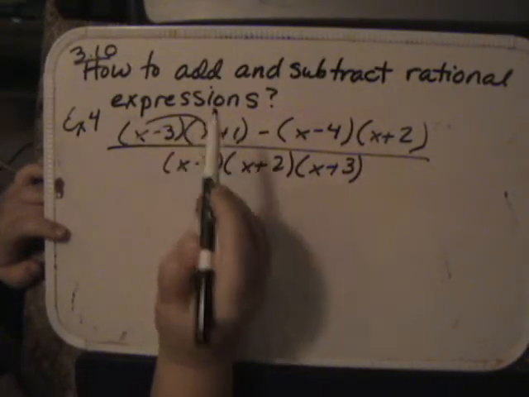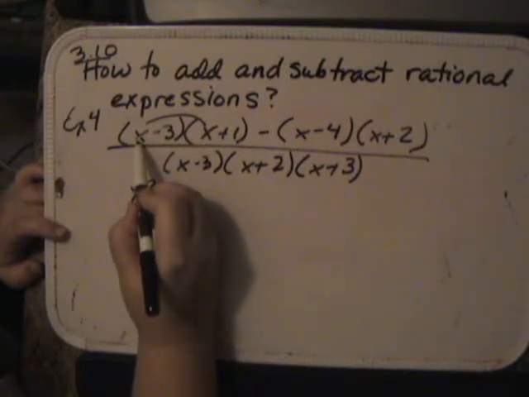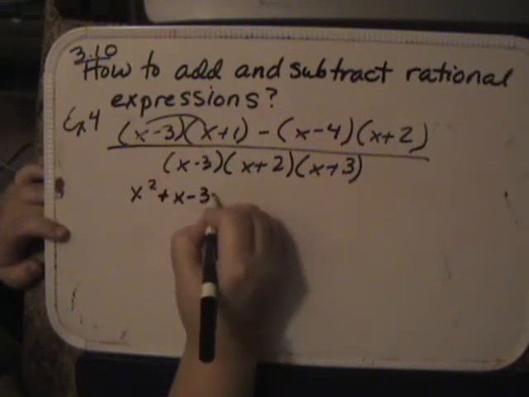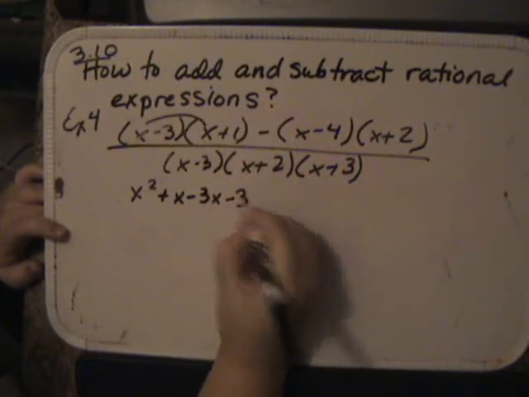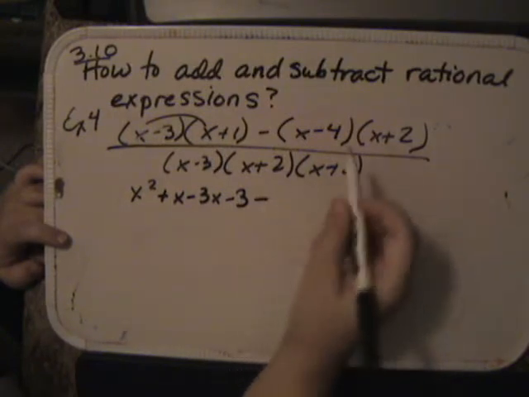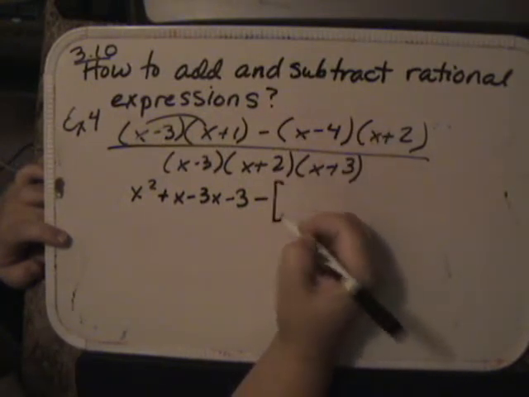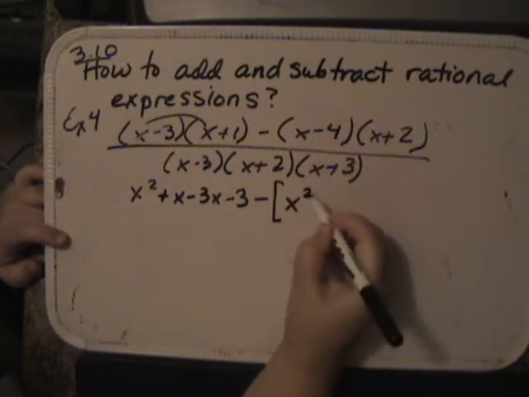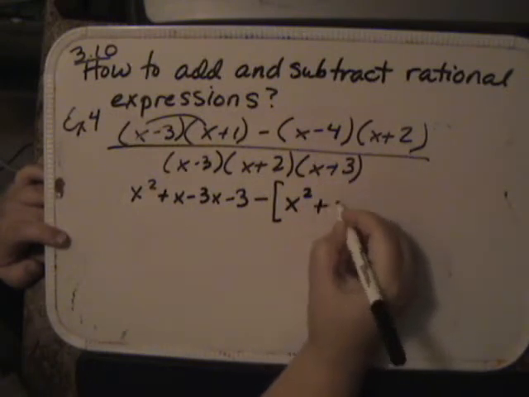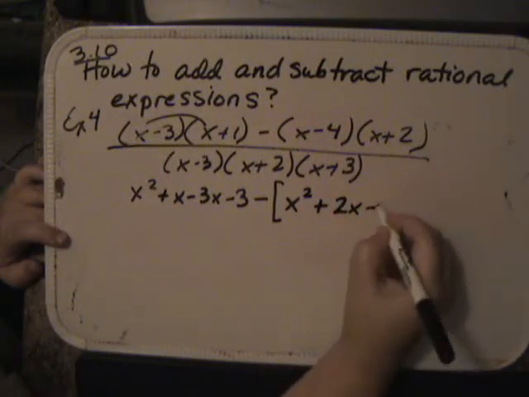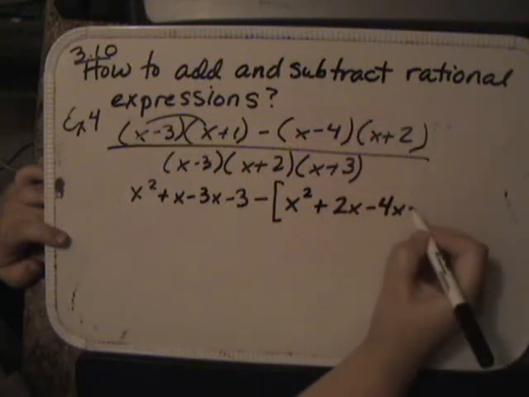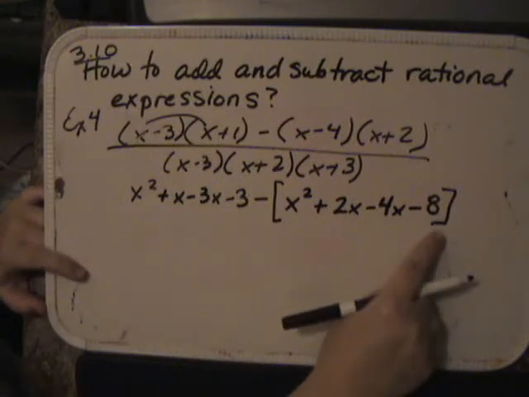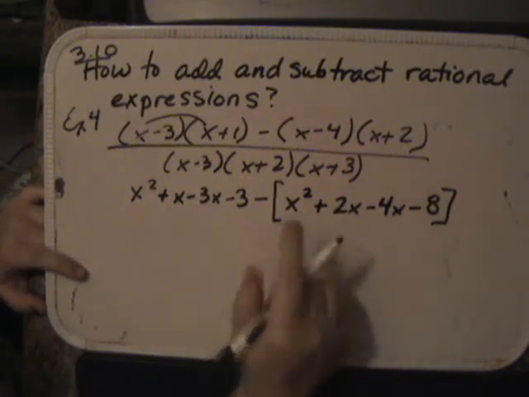First thing we're going to have to do is FOIL this out. We get x squared, and then outside plus x, inside minus 3x, and then last is minus 3. And that's going to be minus my second one, and all of this is minus, so I'm going to put a bracket here so I don't forget. This is going to be x squared first, outside is plus 2x, inside is minus 4x, and then last is minus 8.